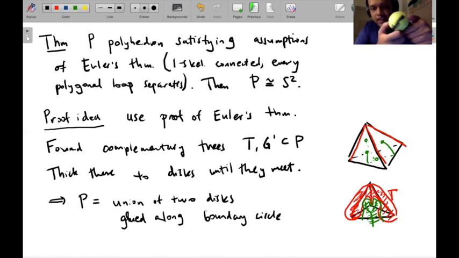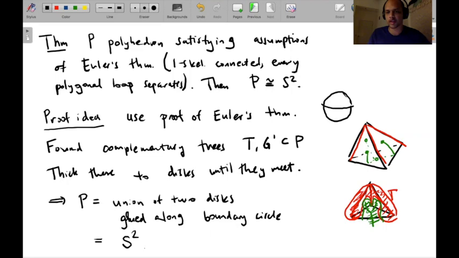This is the picture to have in mind. When you thicken T and G prime, then you get these two disks, and they're glued together along a boundary circle. And this is a description of S2. I mean, S2 is two disks. You have the top hemisphere and the bottom hemisphere, which are glued along a circle. So topologically, that's what you get.